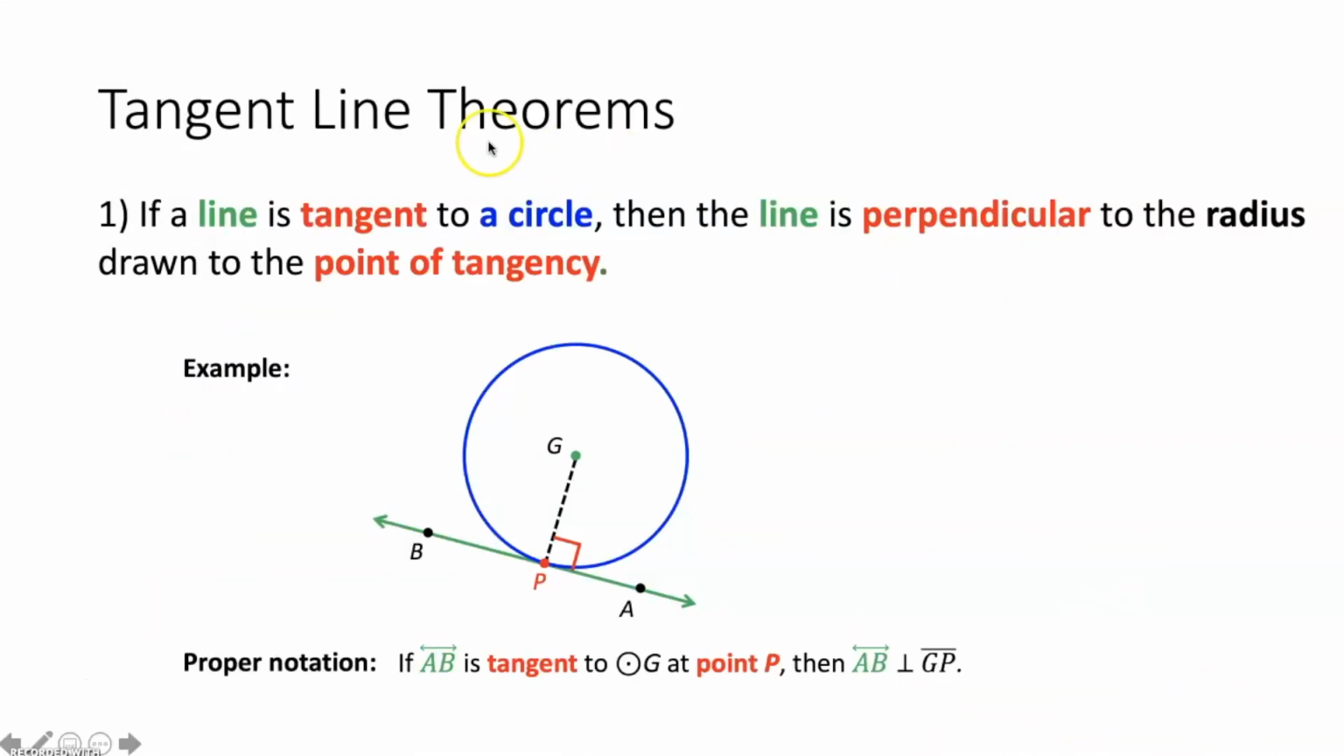Now let's talk about some tangent line theorems. So the first one says, if a line is tangent to a circle, then the line is perpendicular to the radius drawn to the point of tangency. So this is pretty straightforward. Let me show you how this works with our example down here.